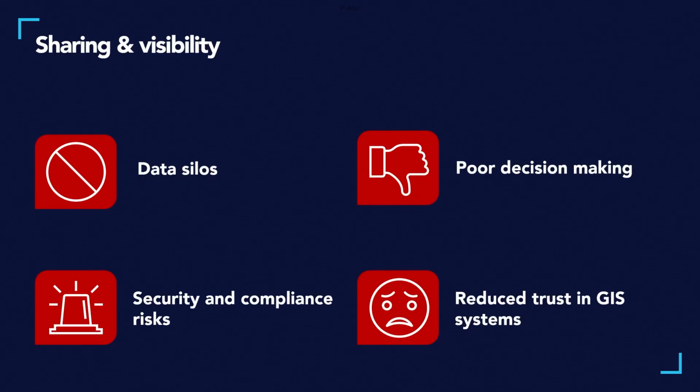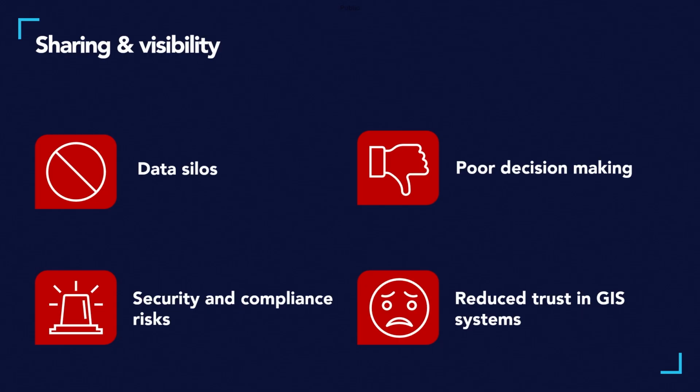So effective sharing and visibility are crucial, and without them, we're at risk of facing several common challenges. So the first one being data silos. So when authoritative data content is hard to find, teams might end up recreating maps, layers, dashboards, and apps, leading to duplication and conflicting versions of the truth. It might lead to poor decision-making, so unclear ownership or weak visibility controls can result in users relying on outdated or incorrect data, which then undermines the operational decisions.